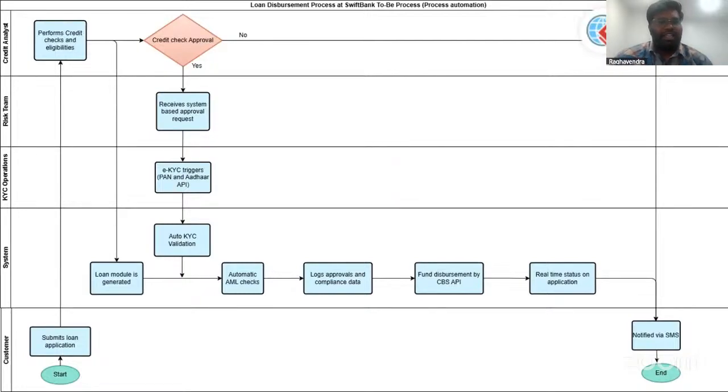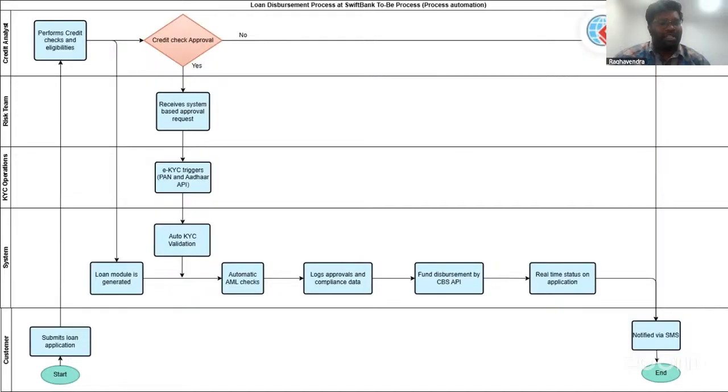So this is the proposed system for the bank, SwiftBank, for their retail loan disbursement process. So here we have automated. If you can see, there's a lot of process stamps on the system. By this, you get an idea that most of the activity is being done by the system. And also, if you see the KYC operations, it's no more paper-based, it's e-KYC now. So let me walk you through the process from the beginning.